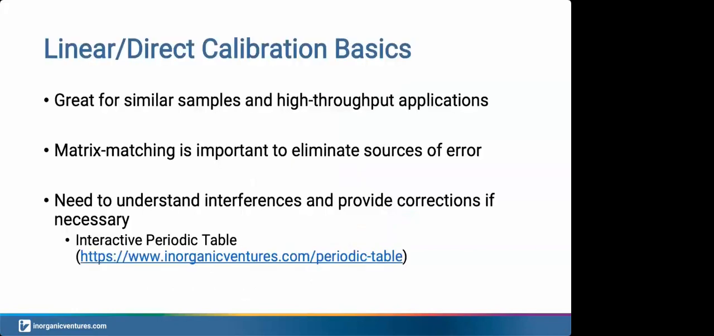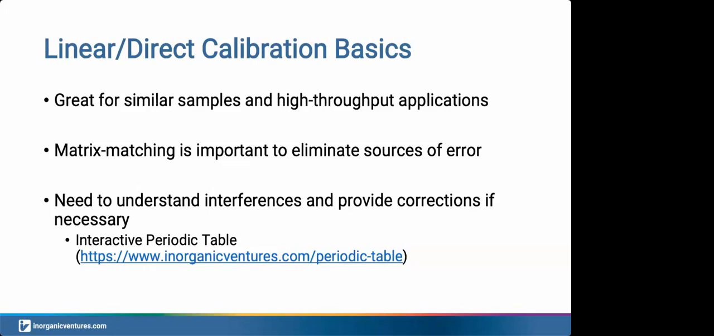Direct calibration is great for labs that have a large number of very similar sample types. If the samples in your lab aren't similar or there is variability in the sample matrices, this may not be the best approach for you. Matrix matching your samples and your standards is very important in order to eliminate sources of error in the calibration. This isn't to say that you can't perform direct calibration if your sample matrices are widely varied. It's just a warning to be aware of your sample types and that you may need to use more than one set of standards based on the sample matrix.